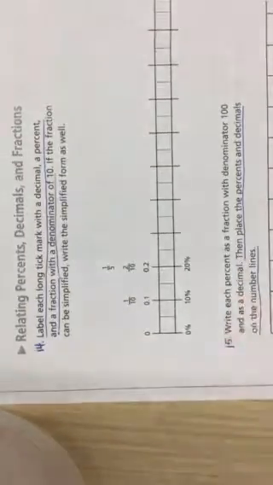Okay, let's go ahead and come to page 293. And I apologize once again that some of the bars are a little hard to see. Number 14 says label each long tick mark with a decimal, a percent, and a fraction with a denominator of 10. If the fraction can be simplified, write the simplified form as well.